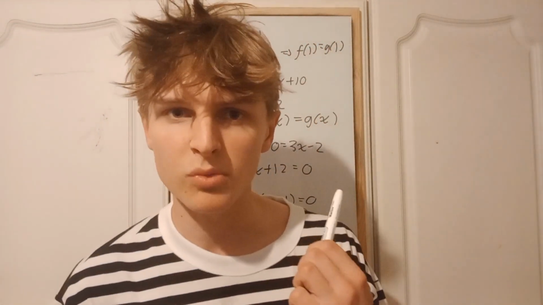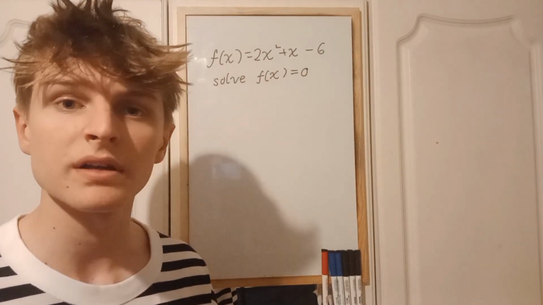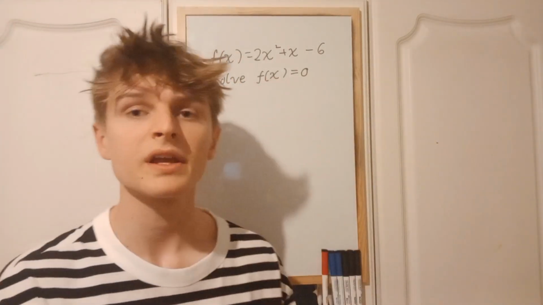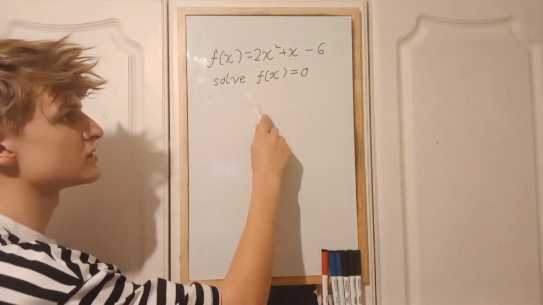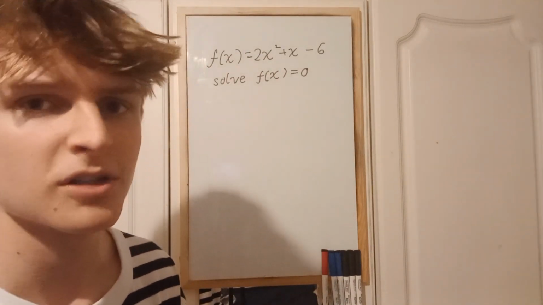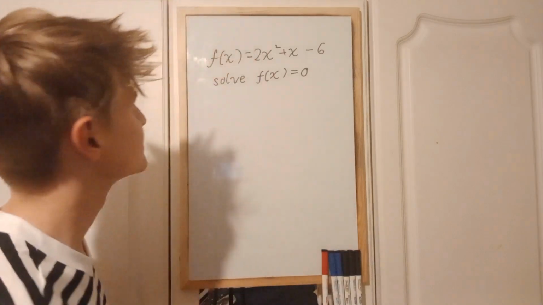Now let's do a harder one. This one is going to be a lot harder because we've got a 2 in front of this x squared here. And you remember that when we've got a number other than 1 in front of the x squared, factorization becomes a little harder. And the question is to just solve f of x equals 0, which is just a complicated way of saying let's find the roots of this quadratic polynomial.